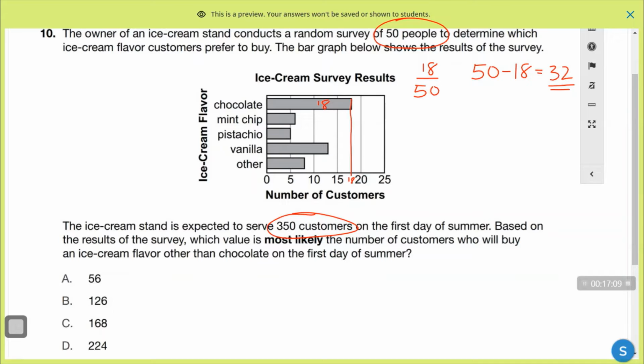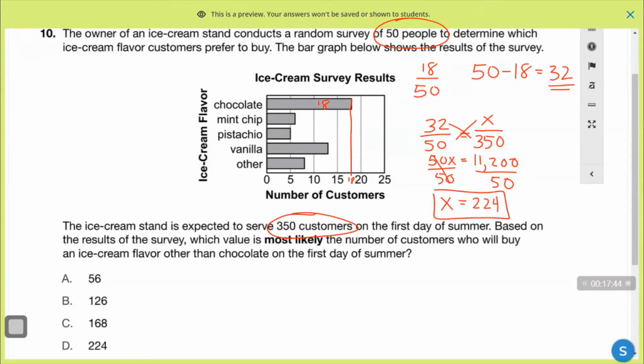So 32 people in this survey would choose an ice cream flavor other than chocolate. Don't jump on that yet because that's out of 50 people. So I'm going to say 32 out of 50 people chose a flavor other than chocolate. And we want to know how many people out of 350 people would choose a flavor, and therefore we can set up a proportion. If we set up that proportion and we cross multiply, we'll find that 50x is equal to 11,200, and we can divide by 50 on both sides. And when we do that, we'll find that x gives us a value that is approximately 224. Well, that's our estimate of how many people out of the 350 would choose a flavor other than chocolate. And that's our option D down here below.